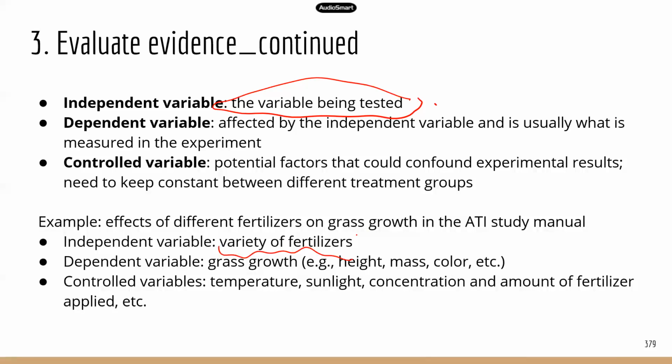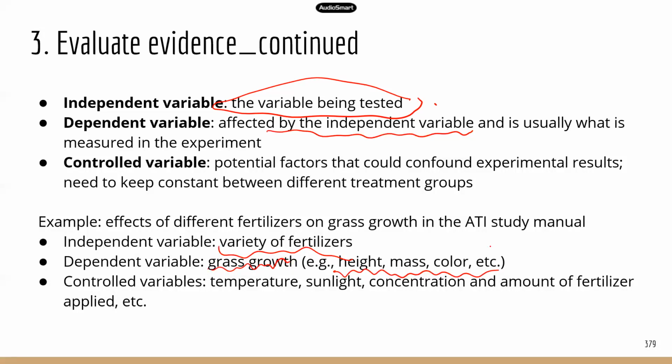The dependent variable is affected by the independent variable. And it's usually what's measured and what you collect data on in the experiment. So again, going back to the fertilizer and grass experiment, you are going to measure grass growth, right, under the treatment of different fertilizers. So grass growth would be the dependent variable. But of course, you can measure multiple things, right, as indicators of grass growth.